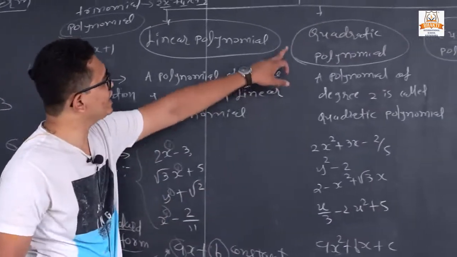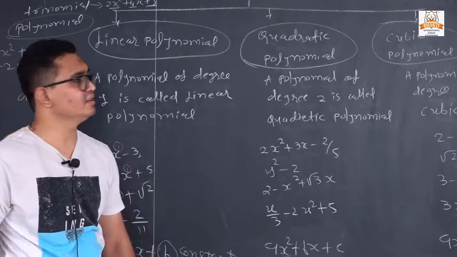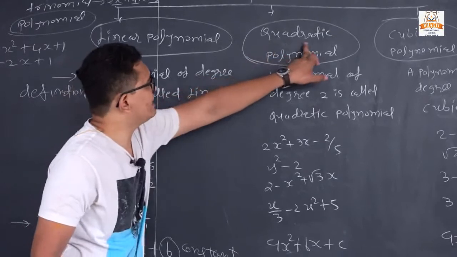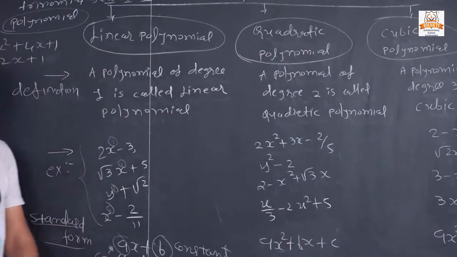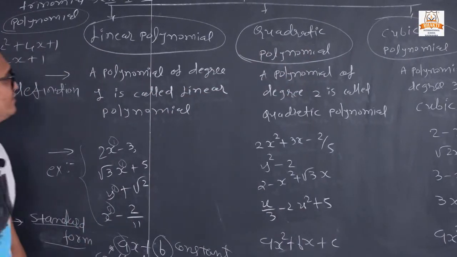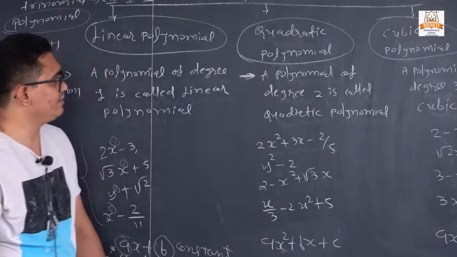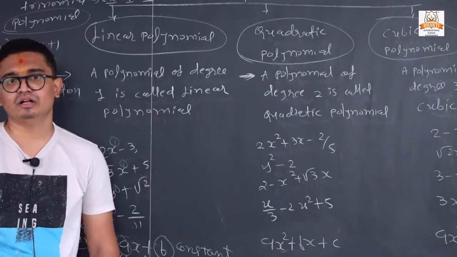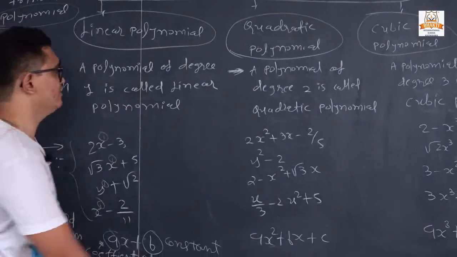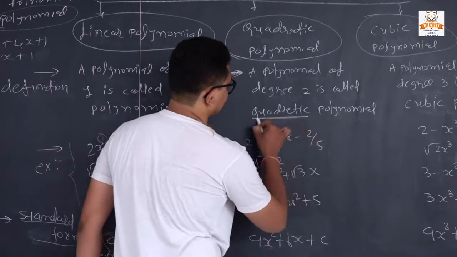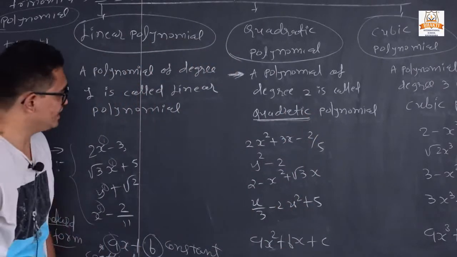Now we are going to learn the second part: quadratic polynomial. First of all, its definition. A polynomial whose highest degree is 2 is called a quadratic polynomial.